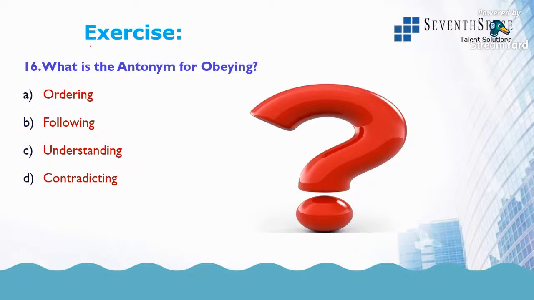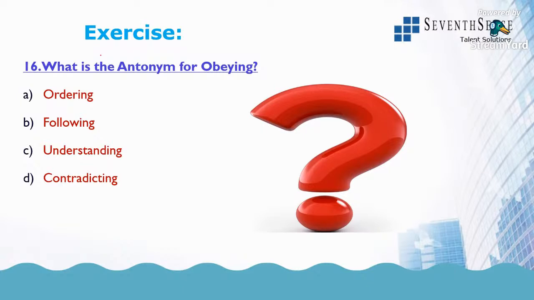What is the antonym for obeying? Obeying is nothing but following orders, whatever is given by senior persons. You have to follow them: obeying the law, obeying the rules, or following the rules issued by the government, like traffic rules. We have to follow them. Obeying the rules is nothing but following the rules.